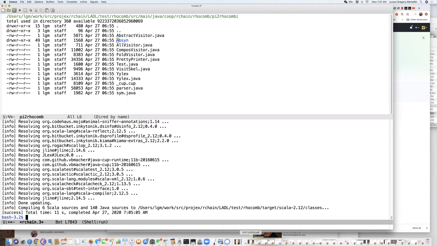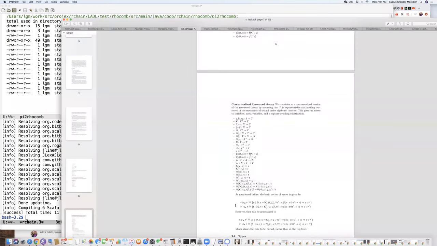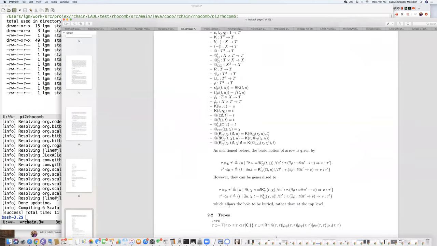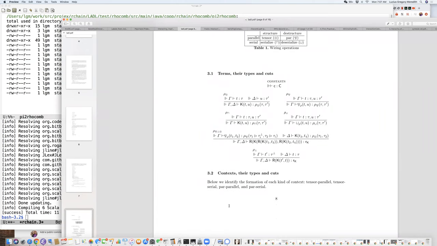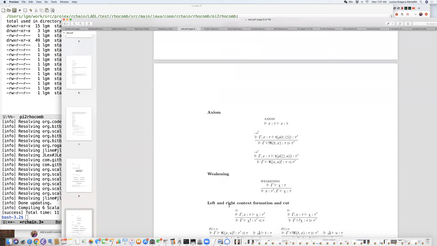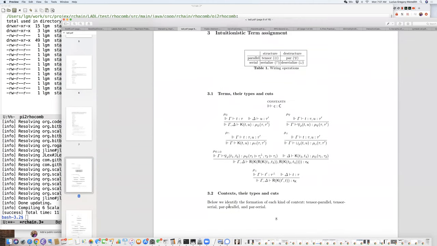And then I've also updated the LADL paper to include the extra meta variable context in the type judgment rules. It doesn't change our type judgment rules. So let me just show what I'm talking about here. So now there are two turnstiles. There's a double bar on the left and a single bar. To the right of the single bar is the term assignment that you're expecting.